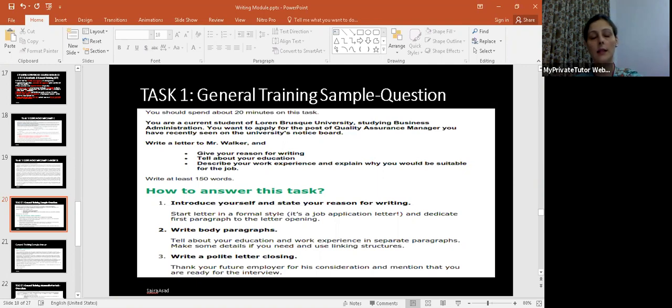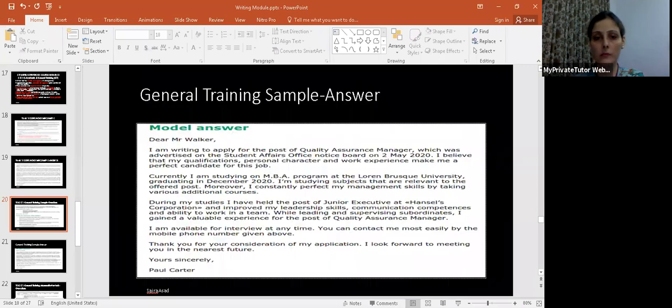Okay, the letter is going to be dealt with in this way. Write the body paragraphs, one or two paragraphs, describing everything you have written and the reason. Write a polite letter closing at the end, how you're going to end your letter. The letter should not be very lengthy. It's always a one page letter. So this is the way you're going to tackle this.